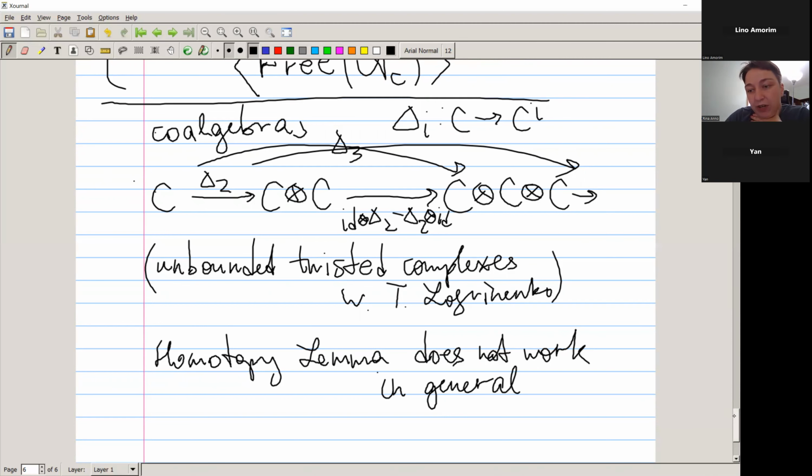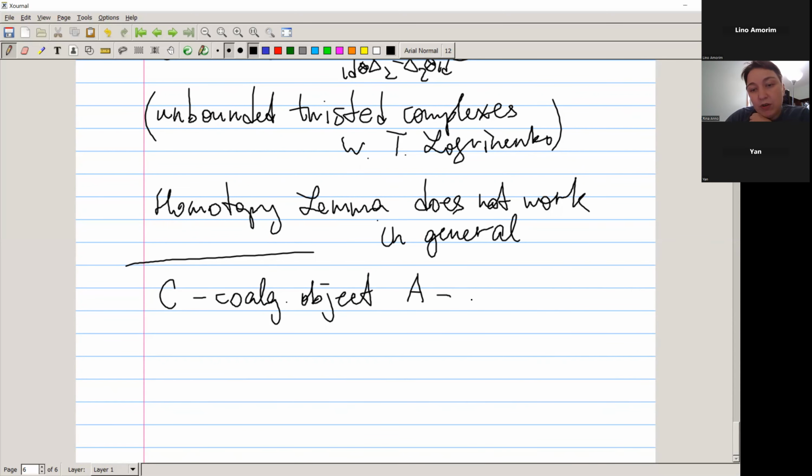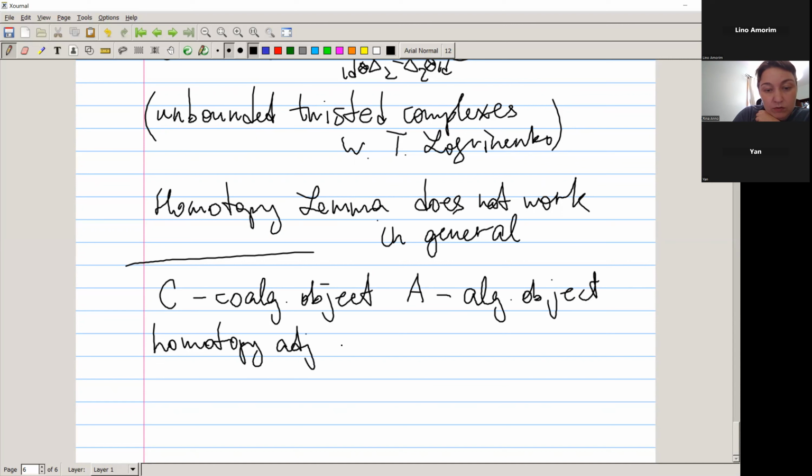We still have a forgetful-free adjunction under some circumstances. We don't get h-unitality versus homotopy unitality without the homotopy lemma, but the proposed solution is to work with coalgebras. So C is a coalgebra, and A is an algebra, and we propose the notion of homotopy adjunction between C and A.